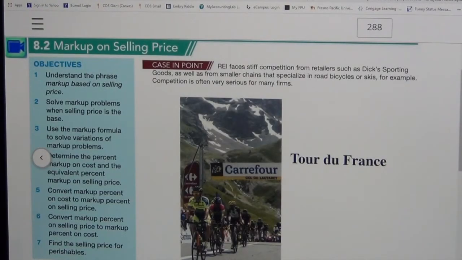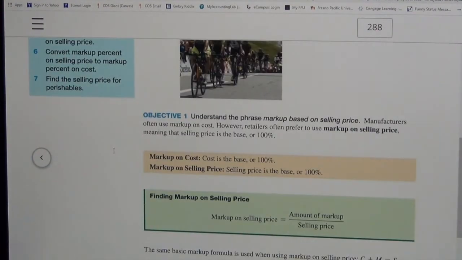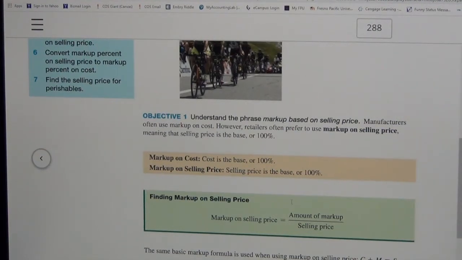Okay, so let's keep going, and now we're at 8.2. What we've done before is we've really computed all of the percentages based upon cost. 8.2 changes it up just a little bit. It simply says now, instead of using cost as the basis or cost as the base, let's go ahead and use the selling price as the base. So when we're talking about using the selling price as the base, then the selling price becomes 100%.